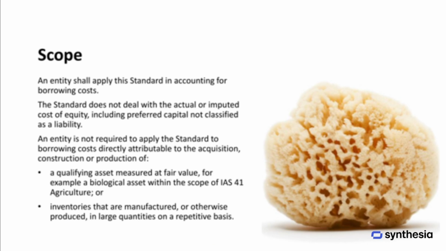This standard applies to accounting for borrowing costs. However, it does not cover the cost of equity, including preferred capital, that isn't classified as a liability. There are also cases where an entity doesn't have to apply this standard. These include qualifying assets that are measured at fair value, like biological assets covered by IAS 41 Agriculture, and inventories that are mass-produced or manufactured repeatedly in large quantities. This helps ensure the standard is applied only where relevant, making financial reporting more practical and consistent.